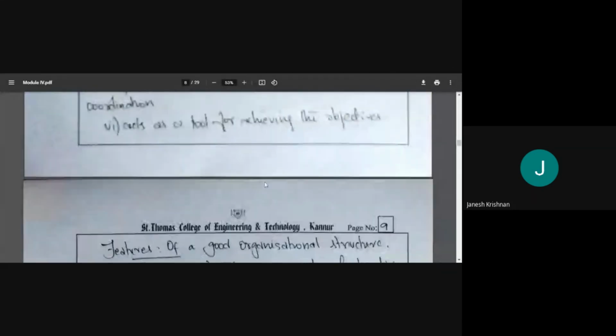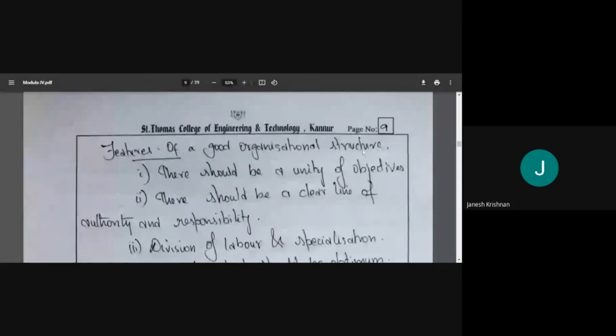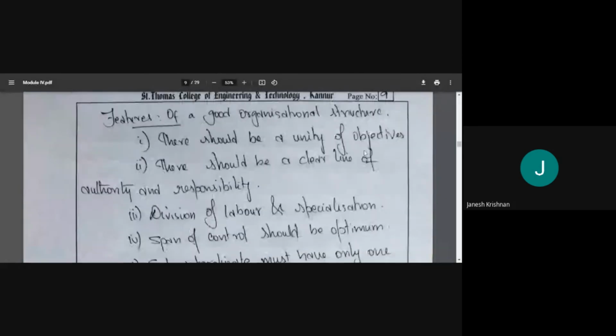Okay? Now, what should be the features of a good organizational structure? There should be unity of objectives. In the arts group, we had the stage, off stage, on stage, every department. But what is the objective of the arts? What is the objective of the stage department? Complete the stage work by this much time. The program is on 25th, so we need the stage done by 24th. That's the objective of the stage department.